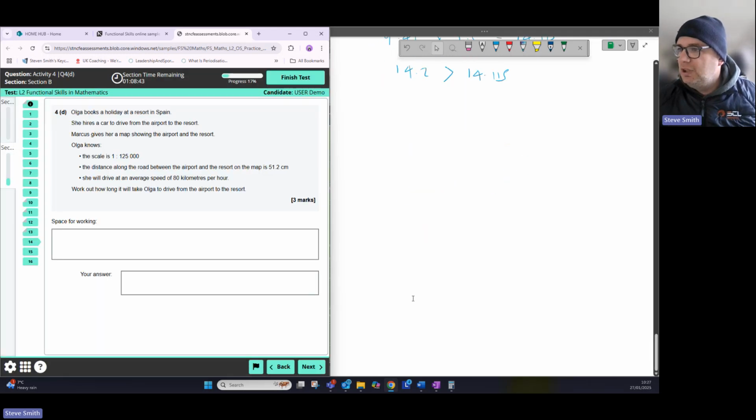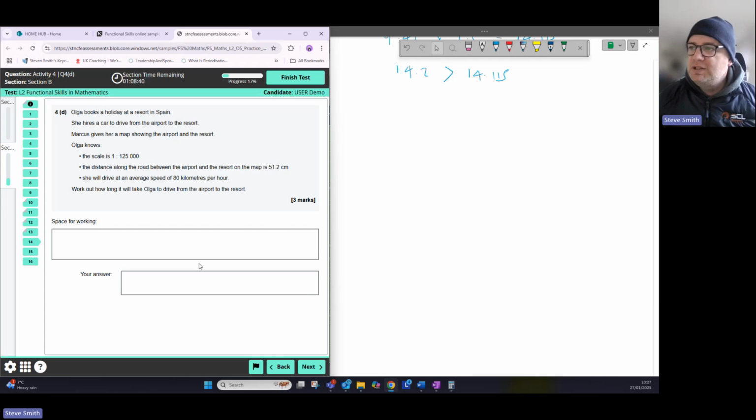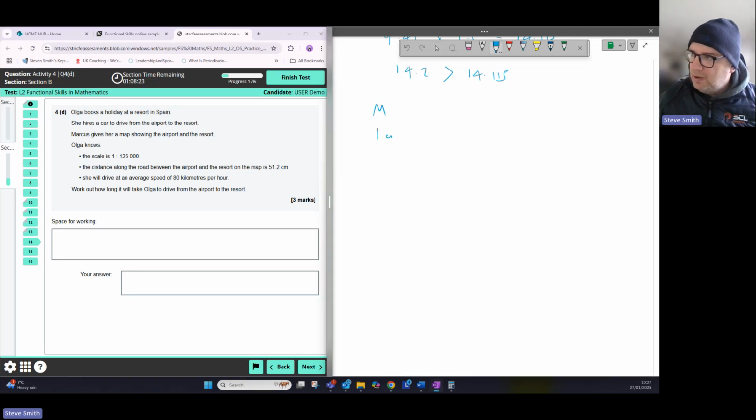Let's scroll. Next question. Olga books a holiday resort in Spain. She hires a car to drive from the airport to the resort. Marcus gives her a map showing the airport and the resort. Olga knows the scale is 1 to 125,000. So in the map, 1 centimeter is in real life 125,000 centimeters. We're talking centimeters. The distance along the road between the airport and the resort on the map is 51.2 centimeters. So here we go.